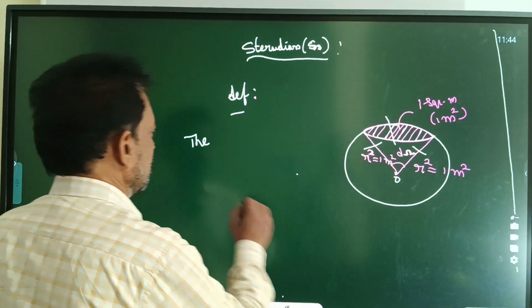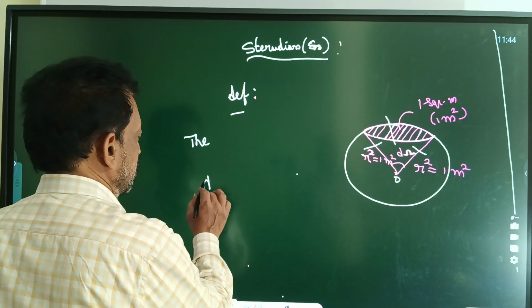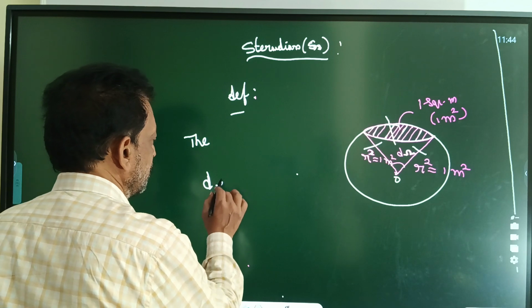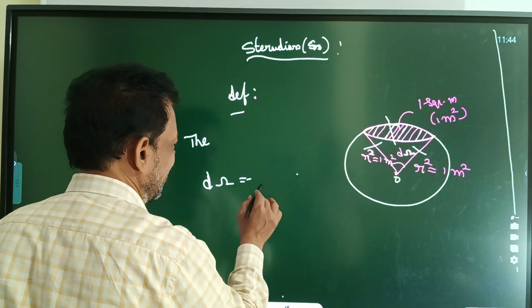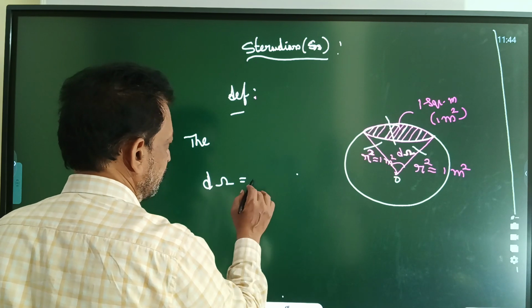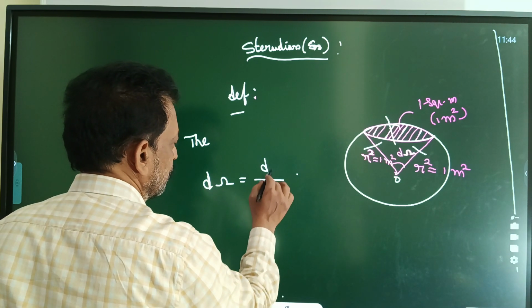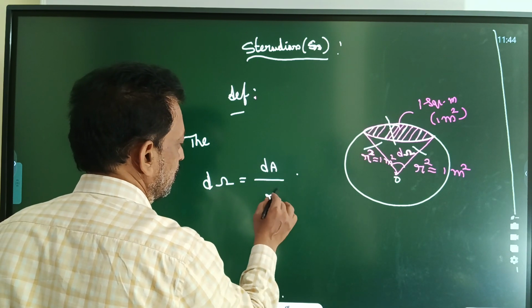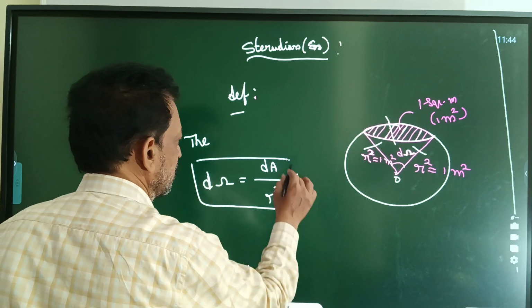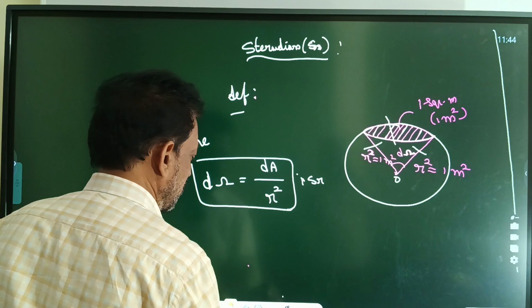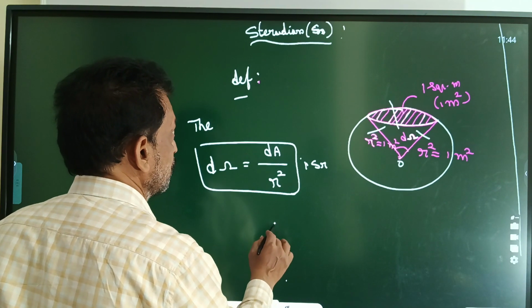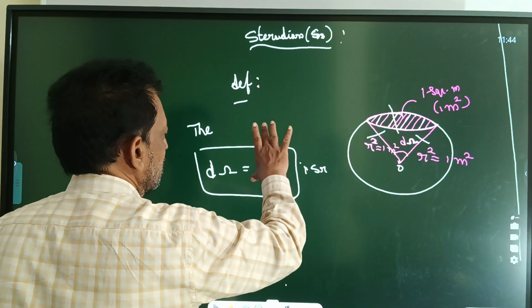So the solid angle d-omega is equal to area dA by r square. Both are equal. Now I will say 1 SR. Now I have to find the total angle of this, the total angle.